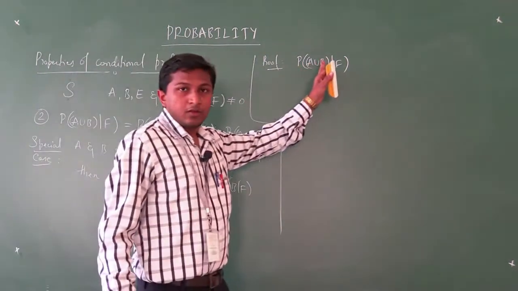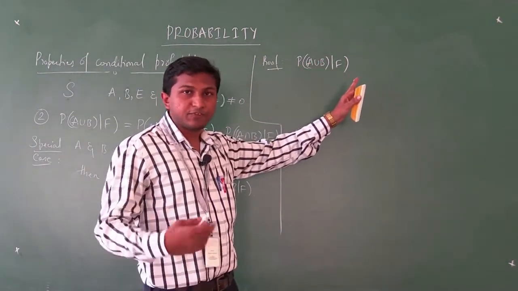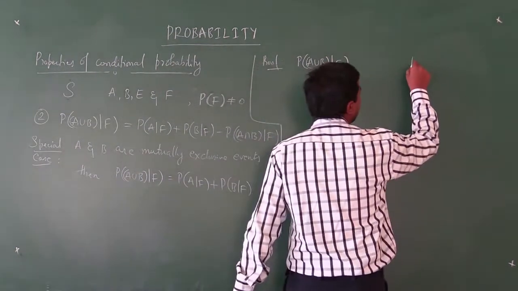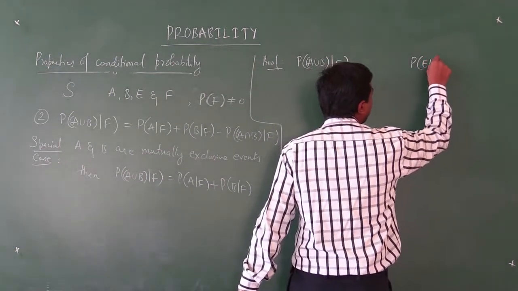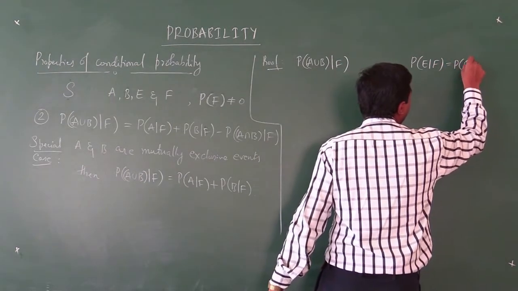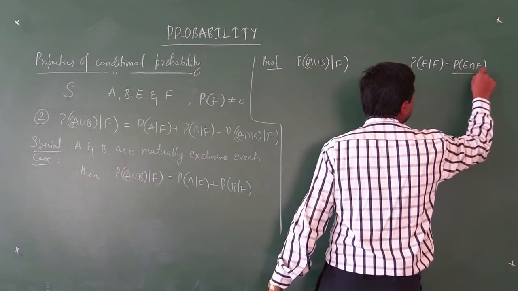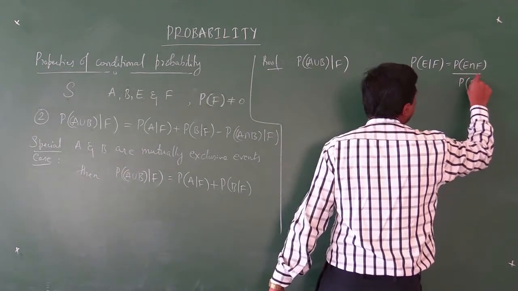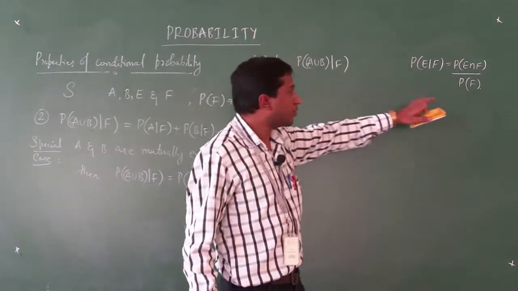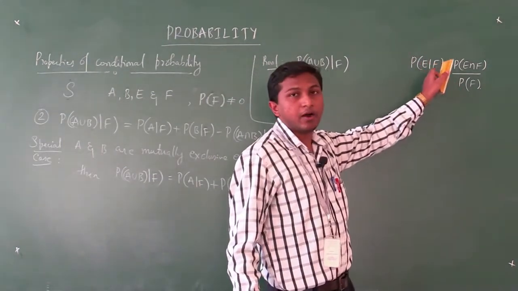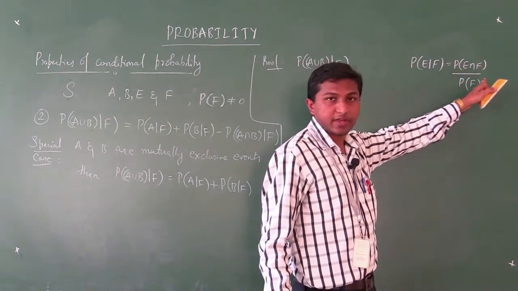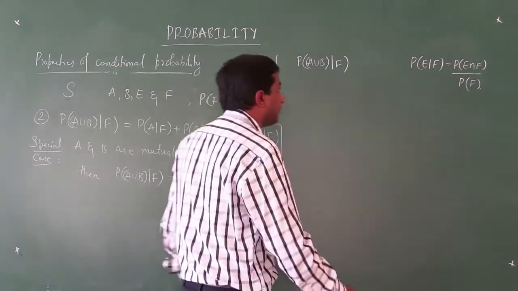Now, we will use the definition of conditional probability. What do we know about the definition? We know that P of E given F is nothing but equal to P of E intersection F divided by P of F, right? So by definition, P of E given F is equal to P of E intersection F divided by P of F.